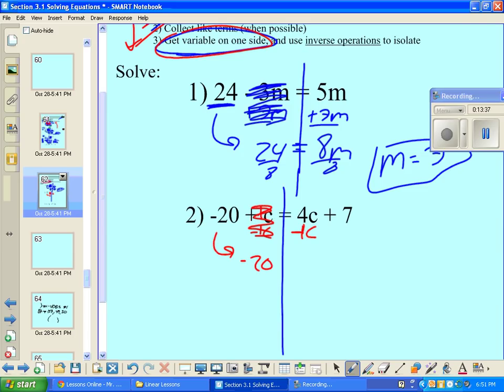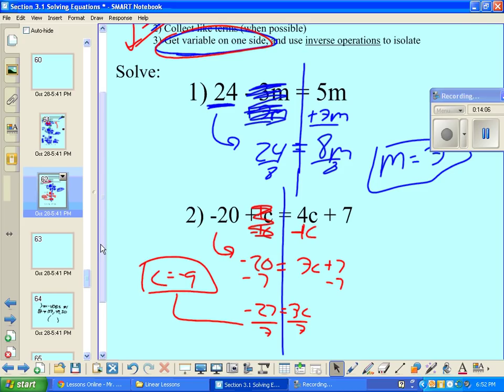On this side, I just am left with negative 20. On the other side, 4c minus 1c equals 3c, and then plus 7. And again, once we've gotten to a 2-step problem, I feel pretty comfortable, and most students I think feel pretty comfortable with being able to solve something like this. Subtract 7 from both sides. I get negative 27 equals 3c. Divide by 3 on both sides, and I get c equals negative 9. Okay. And again, that answer was good. That's the right answer. C equals negative 9.